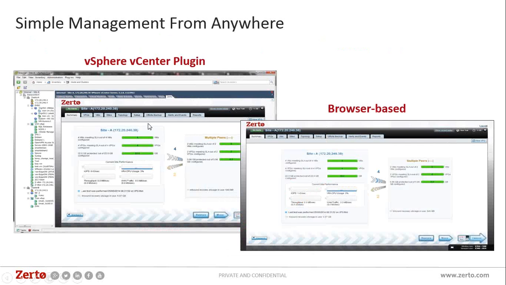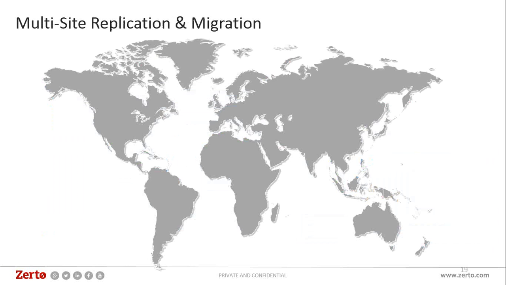Simple management from anywhere. You can see we're a plugin right into vCenter Server, or there's a browser-based version, so you can get to it at any time. And there you can see the buttons in the lower right-hand corner to fail over. So that's what you would click if you wanted to fail over.